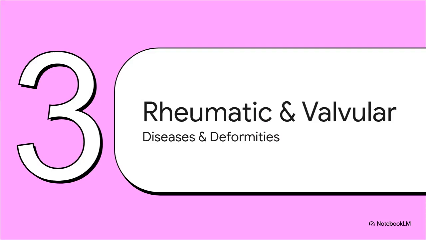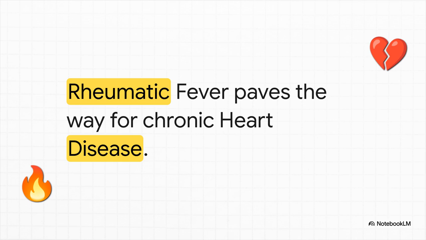All right, that takes us to Section 3, rheumatic and valvular diseases. For this category, it all starts with an initial event, rheumatic fever. But you have to remember, this fever is really just the catalyst. It paves the way for chronic rheumatic heart disease, which then directly leads to valvular diseases and deformities. Think of the valves like the doors of the heart. They're supposed to snap shut to keep blood moving in one direction. But because of this disease, those doors become totally warped and stiff.